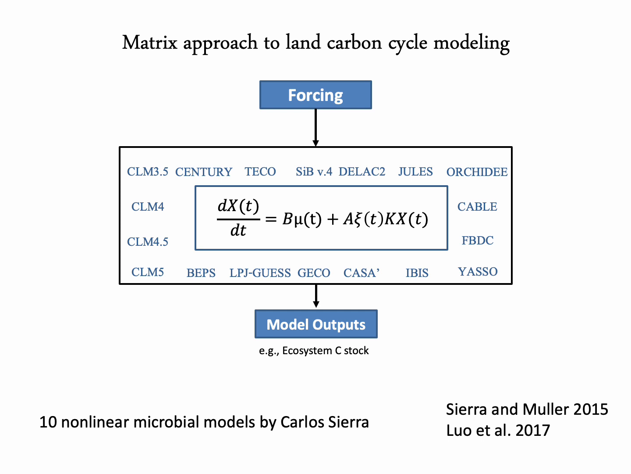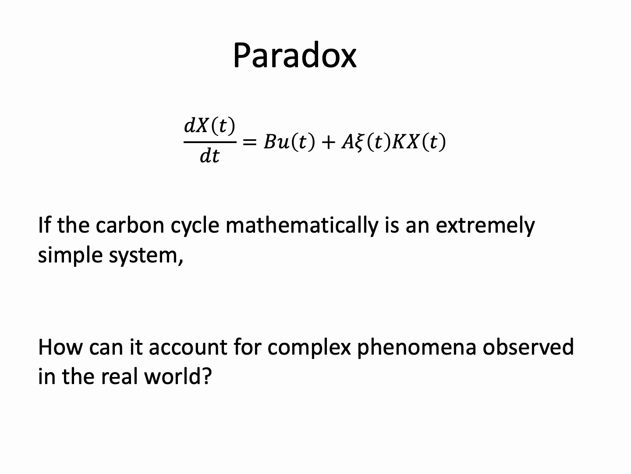We have converted nearly 20 models into a matrix equation. 8 of them were converted in the last 2 training courses. Carlos Sierra's group from the Max Planck Institute for Biogeochemistry in Germany has converted about 10 nonlinear microbial models into matrix equations. We argue that almost all land carbon cycle models can be converted into a matrix equation. The general equation is mathematically extremely simple. A paradox arises. How can such a simple equation represent the extremely complex phenomena of the carbon cycle observed in the real world?